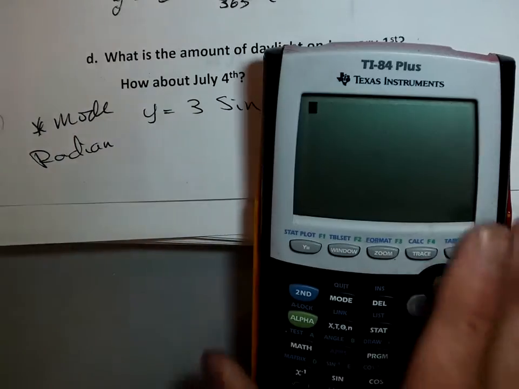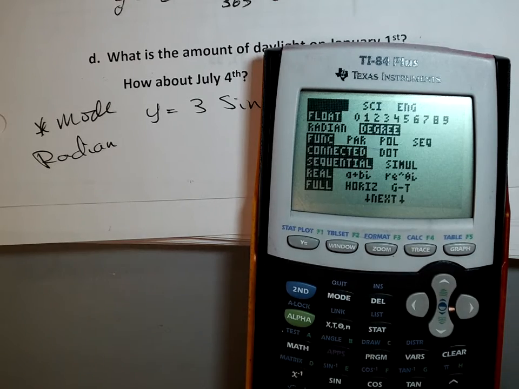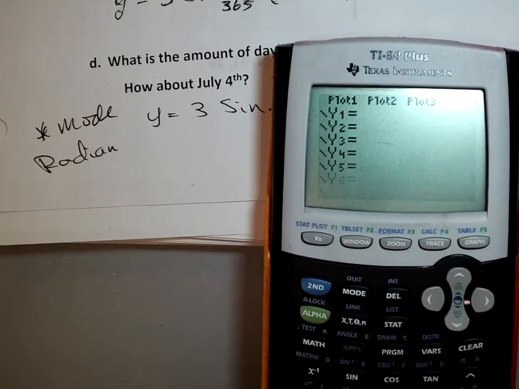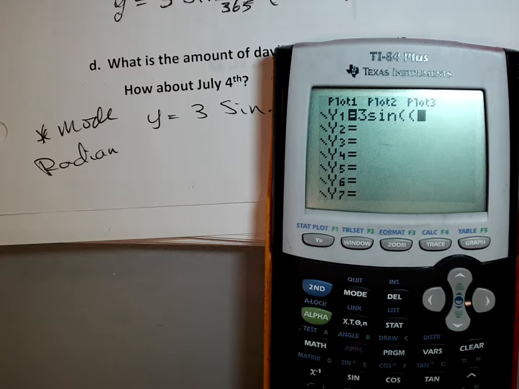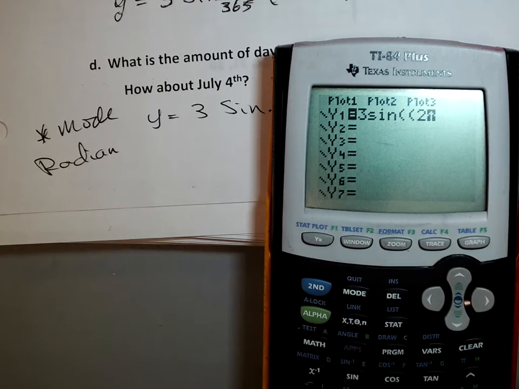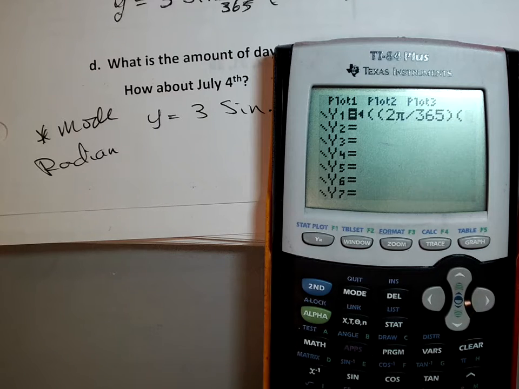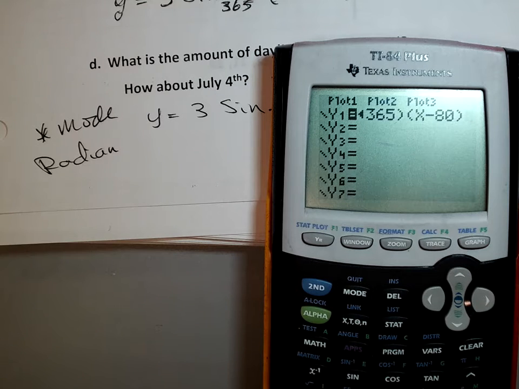So I'm going to go to y equals, mode first, radian. Can you guys see this? Yep, rad mode. I'm going to graph it. I'm going to go y equals 3 sine parentheses, another parentheses, 2 pi divided by 365, parentheses, x minus 80 parentheses. Do I need one more parentheses? I think so. Plus 12, okay?